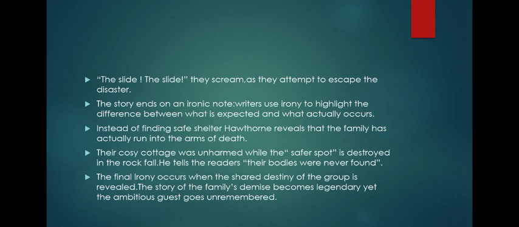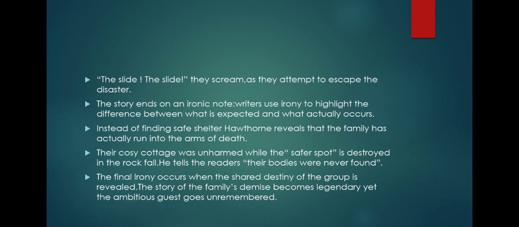The story of the family's demise becomes legendary. Now here what happens? The story of this family's demise, the tragedy that this family had to go through, becomes legendary, it becomes famous. Okay, and yet, but what happens?